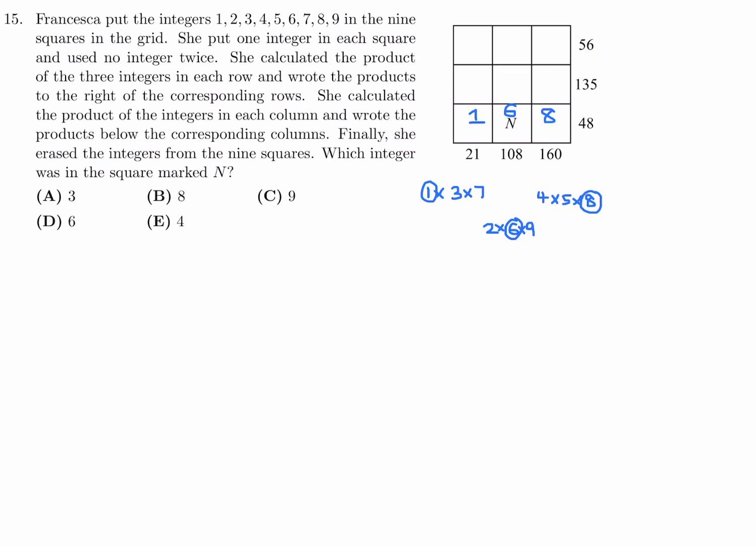To get the 135, I can get that by putting a 3, a 9, and a 5. The 5 is pretty easy to understand because that's got to be divisible by 5, and then the 9 and the 3. And then the only numbers left are the 7, 2, and the 4, and when you multiply them, you indeed get 56. So this is the complete way of filling out this square. So n is 6, and therefore number 15, the answer is D.